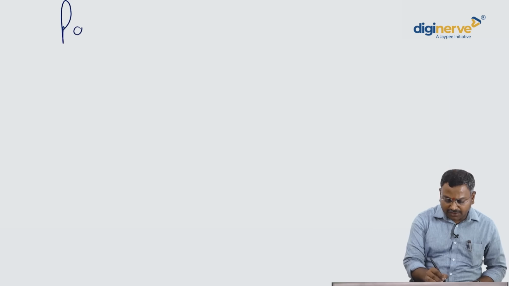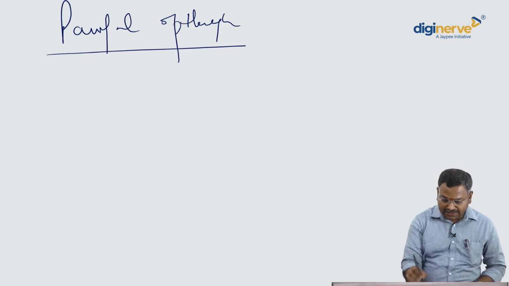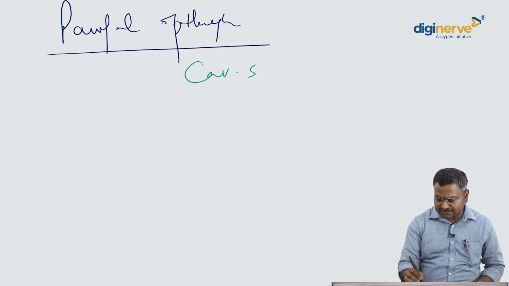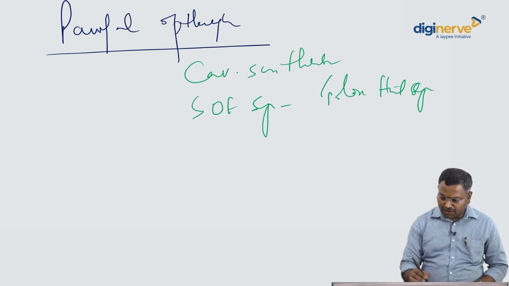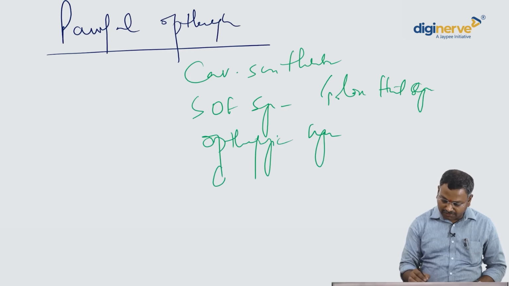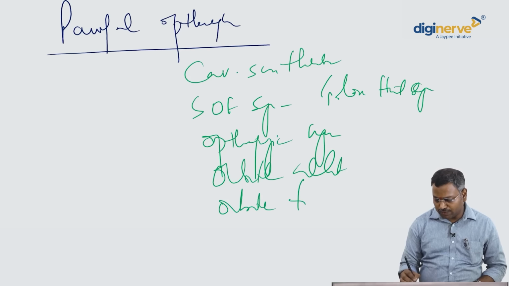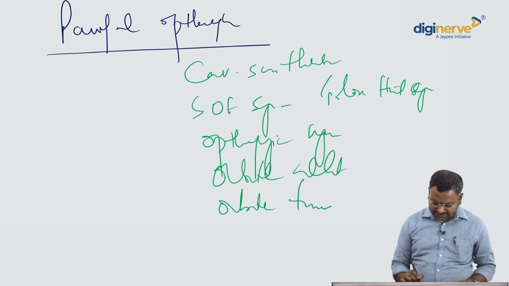Some examples of painful ophthalmoplegia, where there is pain and ophthalmoplegia. Some of the causes that you have to remember. Number 1 is cavernous sinus thrombosis, superior orbital fissure syndrome, the Tolosa-Hunt syndrome, very common in diabetes, ophthalmoplegic migraine, orbital cellulitis and orbital tumors. So these are the causes where you could have painful ophthalmoplegia.